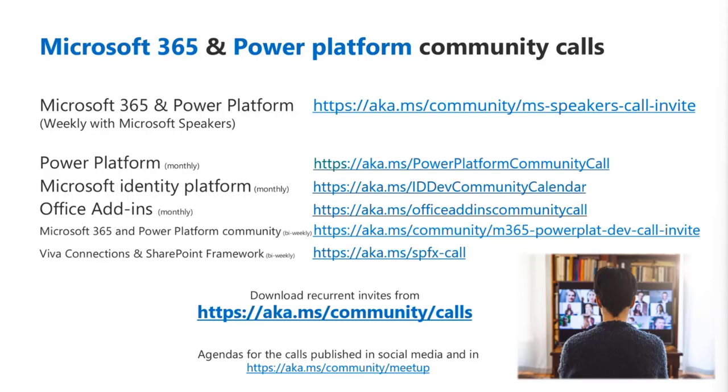Then there's the Power Platform monthly call. That happened yesterday. That's the third Wednesday of every month. We've got the Microsoft Identity platform. We've got Office add-ins. We've got the biweekly calls. So that's the one you're on now. Microsoft 365 and Power Platform community development. And then Viva Connections and SharePoint Framework. Those are sibling calls. They are opposite each other on Thursdays, but you can get access to all of them by going to aka.ms/community/calls. And they're also published on Meetup.